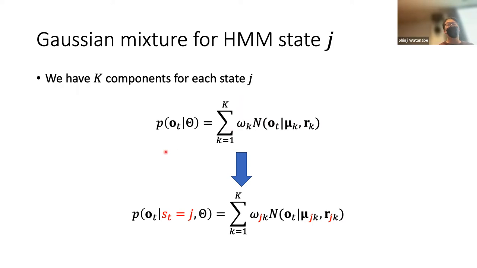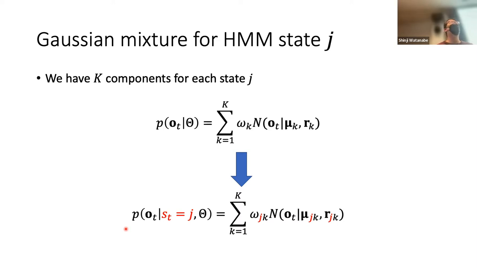So previously, I defined the Gaussian mixture here. But if we incorporate it in an HMM state, we need to additionally consider the condition of the HMM state. The mixture weight and the Gaussian parameters depend not only on the Gaussian mixture index, but also on the HMM state. So this is the extension we are making. This is the basic definition of the Gaussian mixture model for a hidden Markov model state.